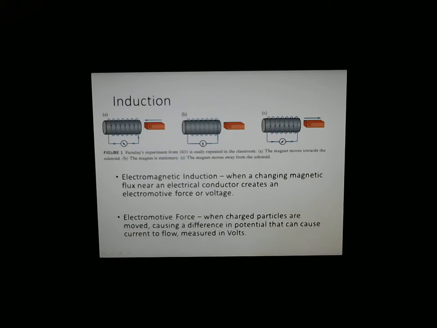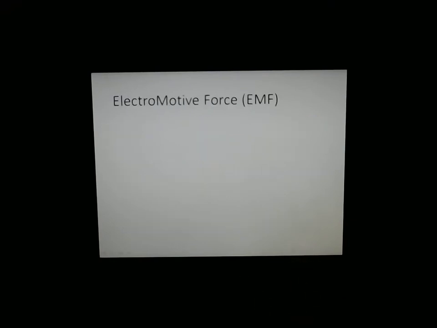So if we had a straight length of metal and we moved a magnet near it, you're going to get an electromotive force happening in it. Now, EMF, electromotive force, no, it's not electromagnetic force, it's electromotive force. Through testing, several things were identified. First off, the field strength. The stronger the magnet, the more force you get.